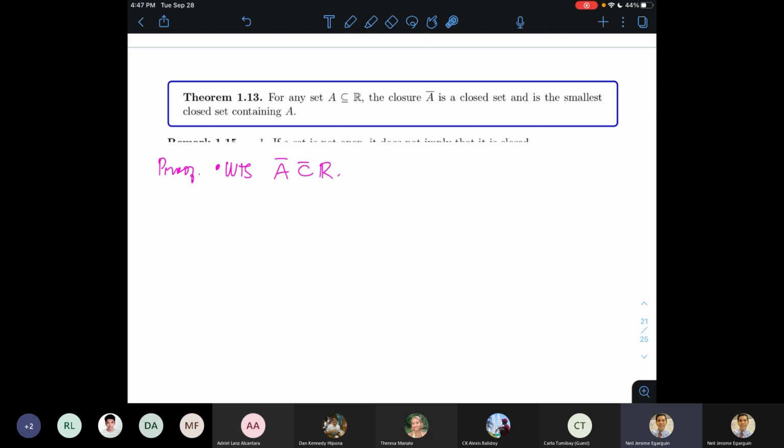Okay? Now, how do we show that A bar is a closed set? So we want to show that A bar contains all of its limit points. So if I take an arbitrary limit point of A bar, dapat yung element na yon ay nasa loob ni A bar para masabi na closed siya. Lahat ng limit points dapat ni A bar ay na kay A bar. Yun yung requirement sa pagiging closed.